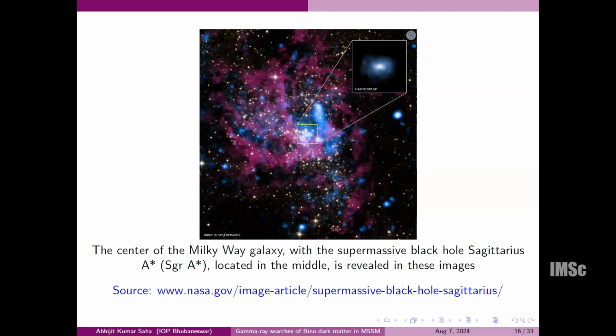M87 is also an SMBH. I have seen that animation. It's the most beautiful. Yeah, that's right. It's kind of crazy. I will close.